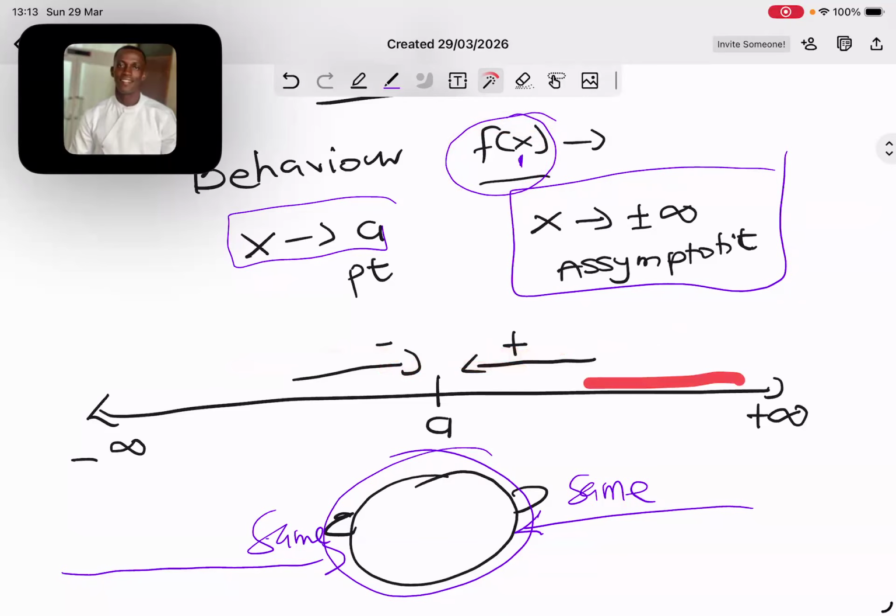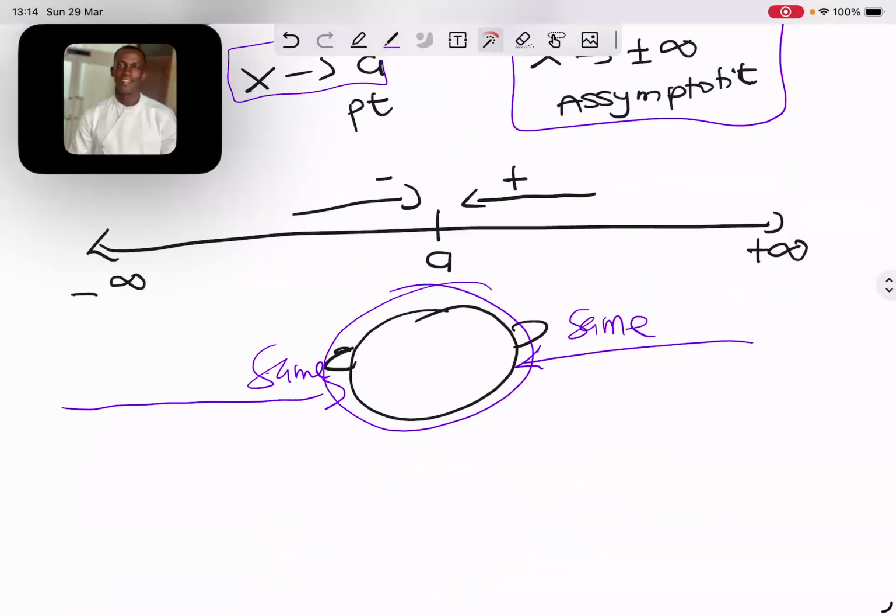Meaning, as x is approaching a from the right-hand side, if the value of f of x is not the same as x approaching a from the left-hand side, then it means that the limit of f of x does not exist. For the limit to exist, the value that f of x is approaching in this direction must be the same as the value that f of x is approaching from the positive direction. Let's take it to our figure here.